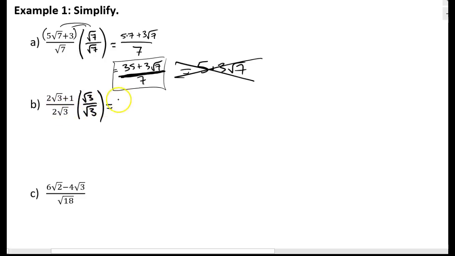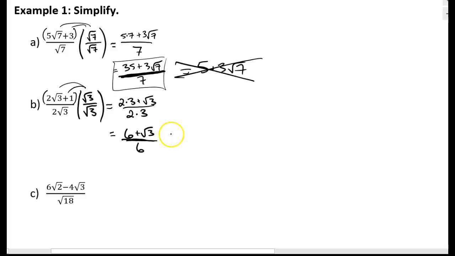So in my denominator, that's going to be 2 times 3 now. Again, I'm going to have to apply my numerator to both pieces. So that's going to be 2 times 3 plus root 3. From here, I'm going to simplify 6 plus root 3 over 6. Again, I'm not able to cancel there because this denominator applies to both pieces.